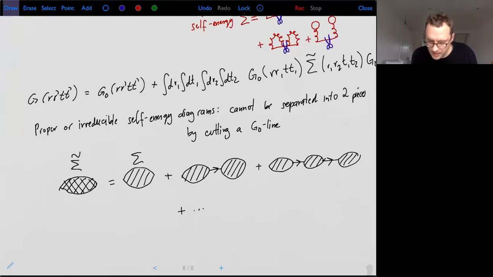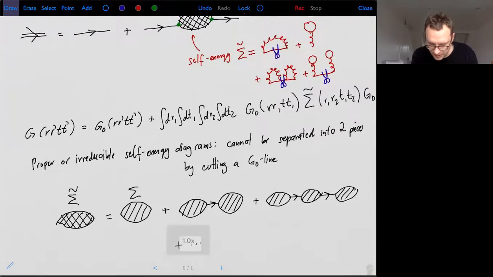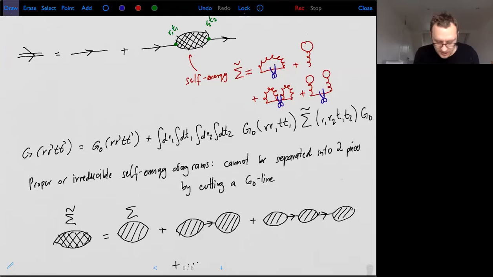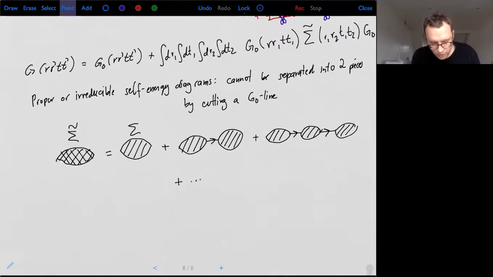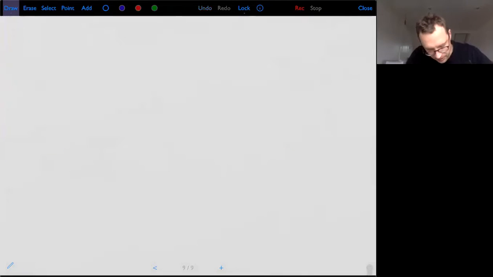Now, what happens when I use this expression for sigma tilde and plug it into my diagrammatic expression for the Green's function, right? So I'm taking this diagrammatic equation and plugging it into this diagrammatic equation. So let's see what we find. So now we want to look at, I probably have to start a new page.